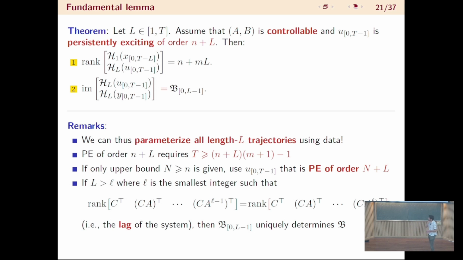But one can say a little bit more. So here, of course, in item 2, we parameterize restricted behaviors of the system, so trajectories of length L. But maybe you're also interested in parameterizing all trajectories of the system of infinite length. It turns out that if you choose this capital L sufficiently large, namely larger than this number little l here on the slide, which is called the lag of the system, then you can also determine B in the following way. So let's first have a look at the definition of the lag.